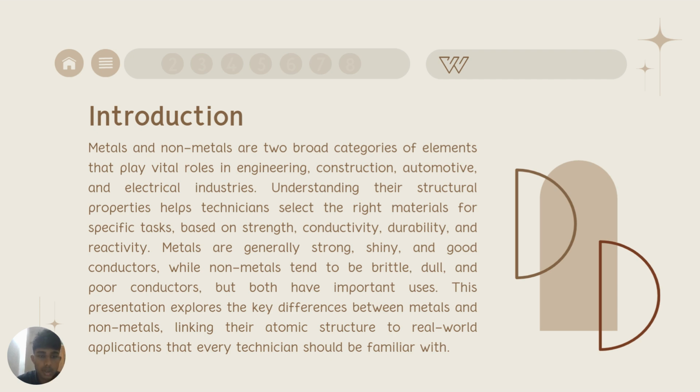Metals and non-metals are two broad categories of elements that play vital roles in engineering, construction and automotive electrical industries. Understanding their structural properties helps technicians select the right materials for the specific task based on the strength, conductivity, durability and reactivity. Metals are generally strong, shiny, and good conductors, while non-metals tend to be brittle, dull, and poor conductors. But both have important uses.